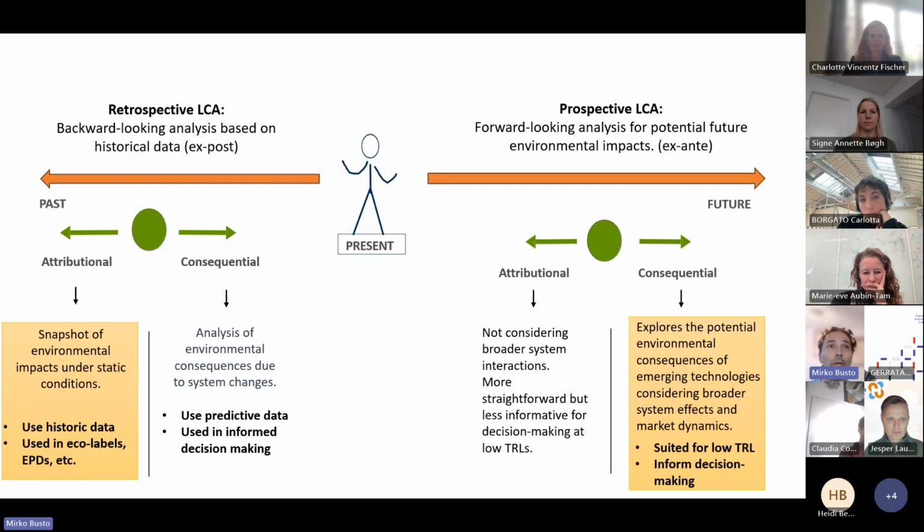This is not that common, a retrospective consequential life cycle assessment. And most life cycle assessments, especially the commercial ones that are dealing with industry, are of the attributional flavor.